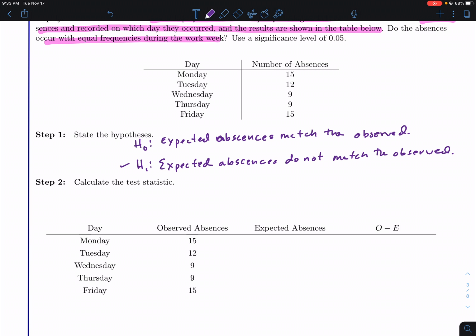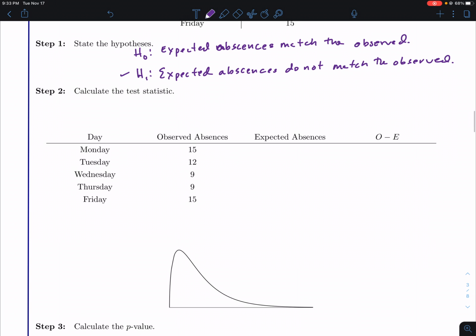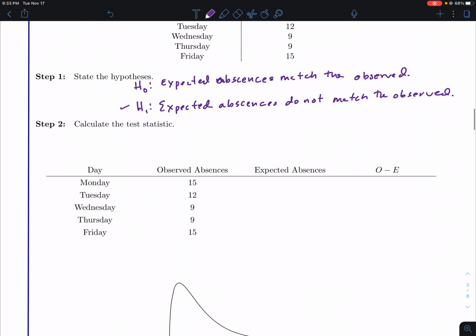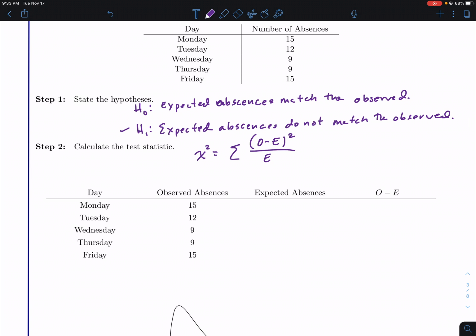All right, so to help calculate the test statistic, I've written a table, because ultimately if we go back to what the formula looks like, let me write it down here just to remind you. It's going to be the sum of all the observed minus expected values squared divided by the expected values, or expected absences or whatever.